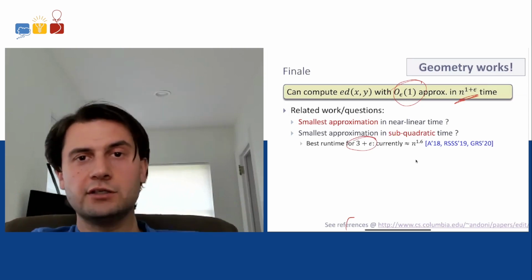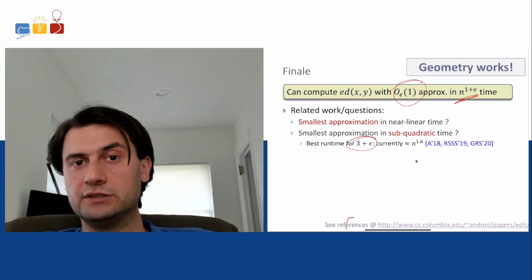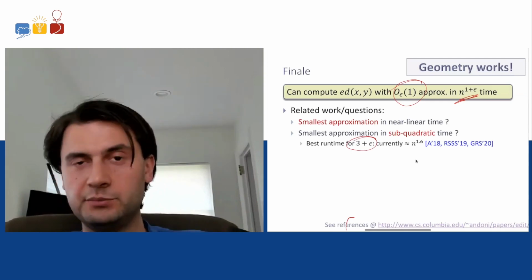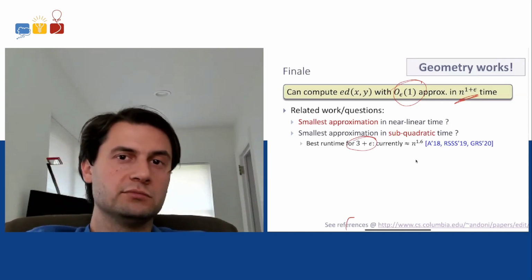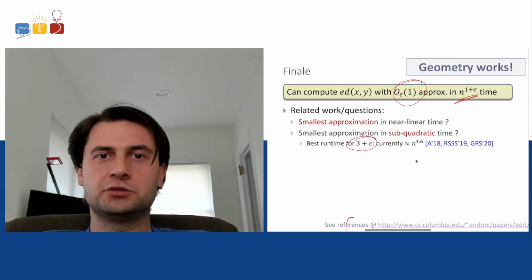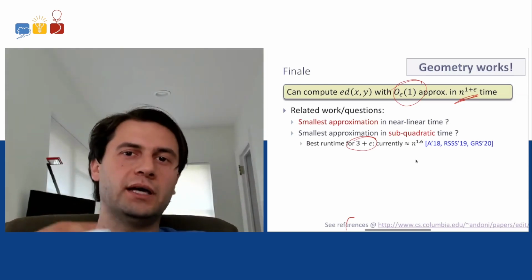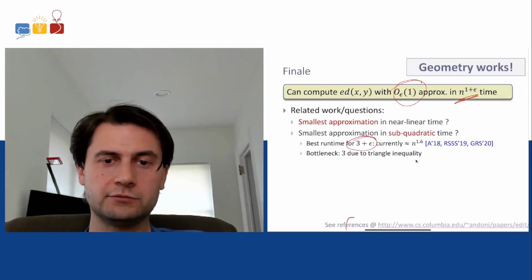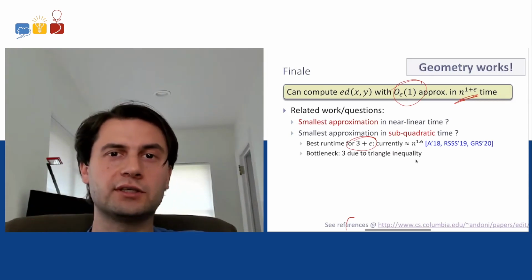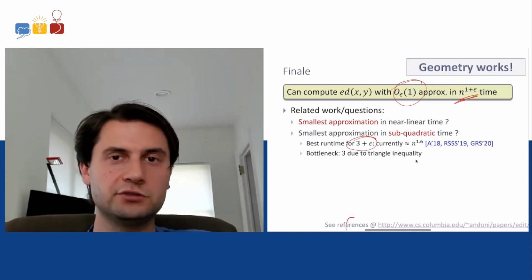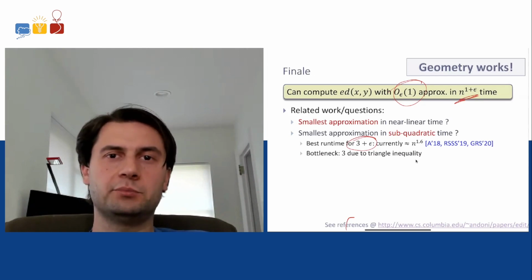Okay, so the current best runtime for this is n to 1.6, and as I mentioned, it's natural to consider obtaining n to 1.5, maybe even more. But n to 1.5 is a natural barrier in a sense. So can we at least reach that barrier? Again, as I mentioned, 3 is a bottleneck because it comes from using the triangle inequality. So once you use the triangle inequality, factor 3 appears.